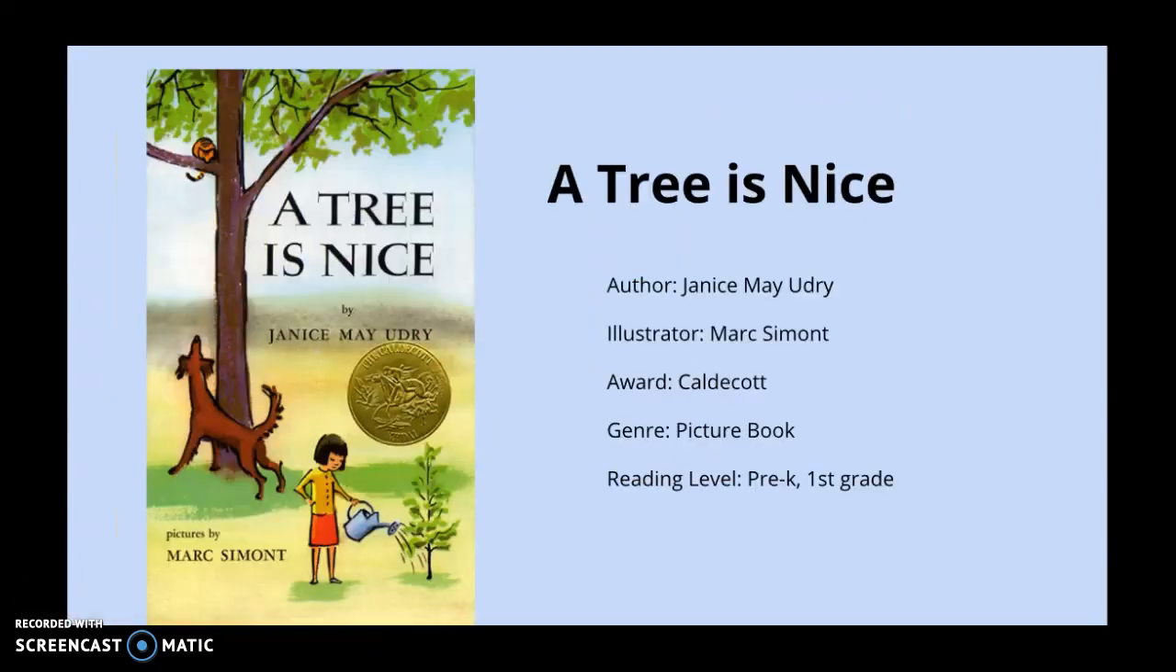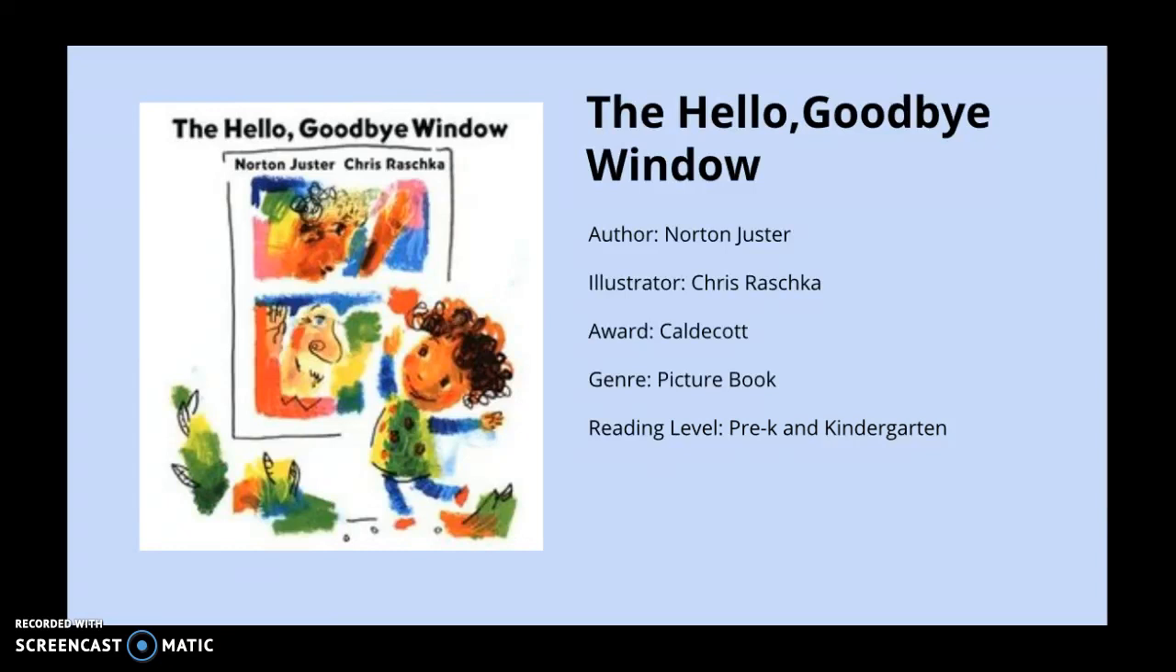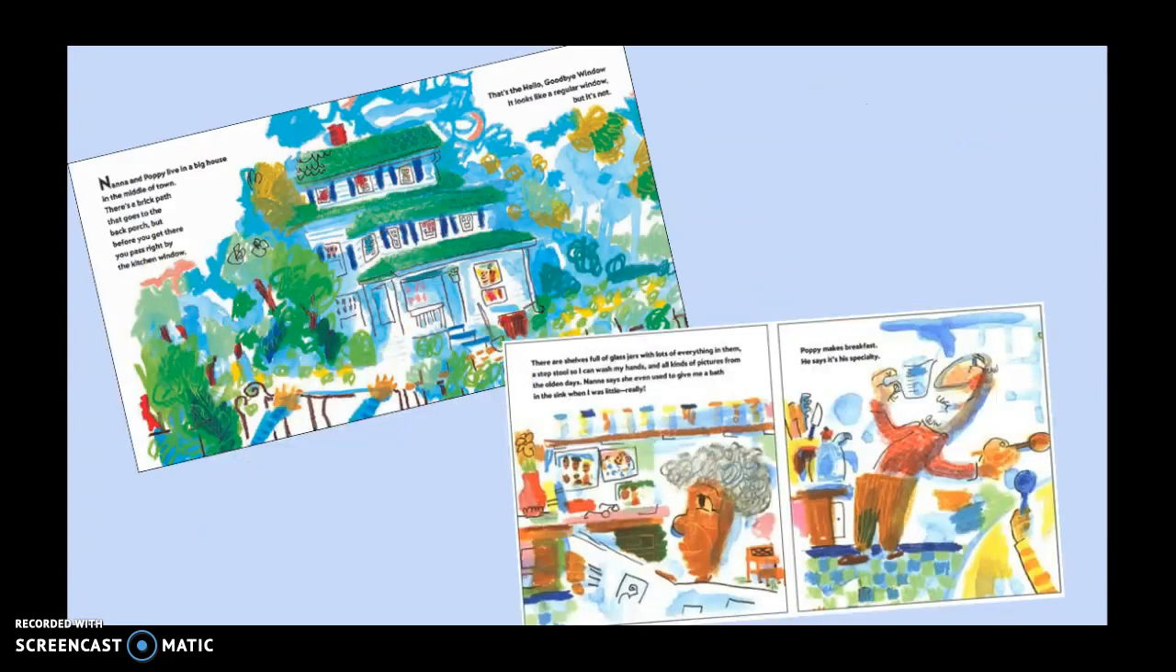The second book is called A Tree is Nice, written by Janice May Udry. This story illustrates the importance of trees, the different things that they can do, and why we should plant more of them. The next book is called The Hello Goodbye Window, written by Norton Juster. This is a story about a window in a kitchen that allows a child to bond with his grandparents. The window allows them to watch the stars, see the weather, and share goofy moments together as they imagine all sorts of things that they can see through the window.